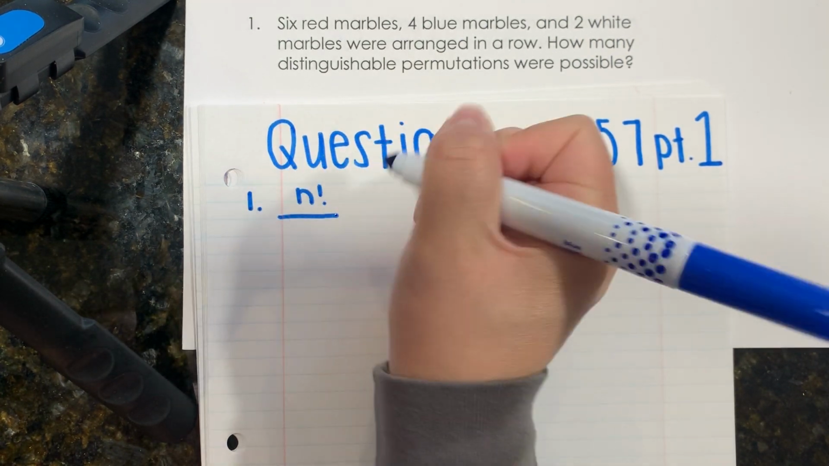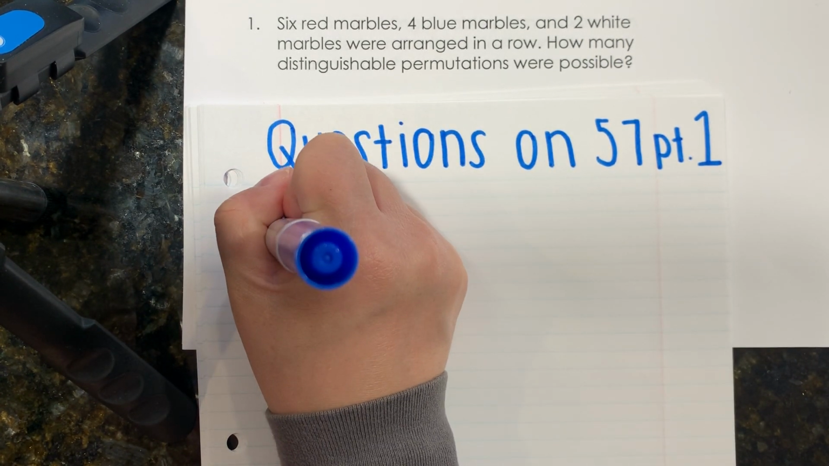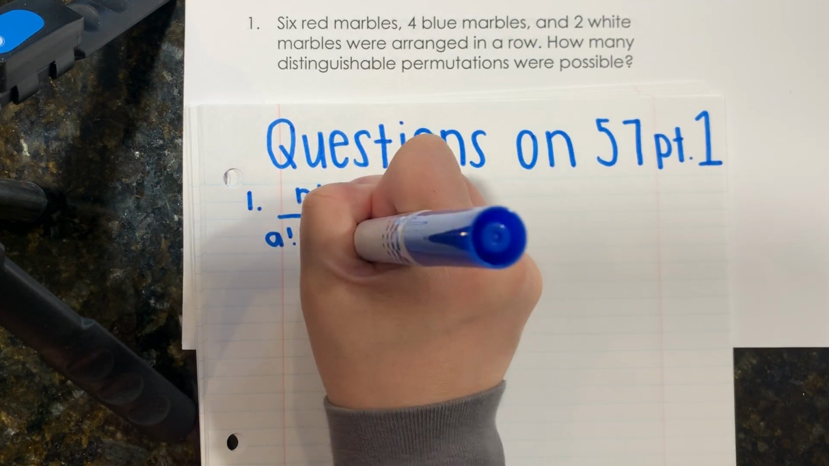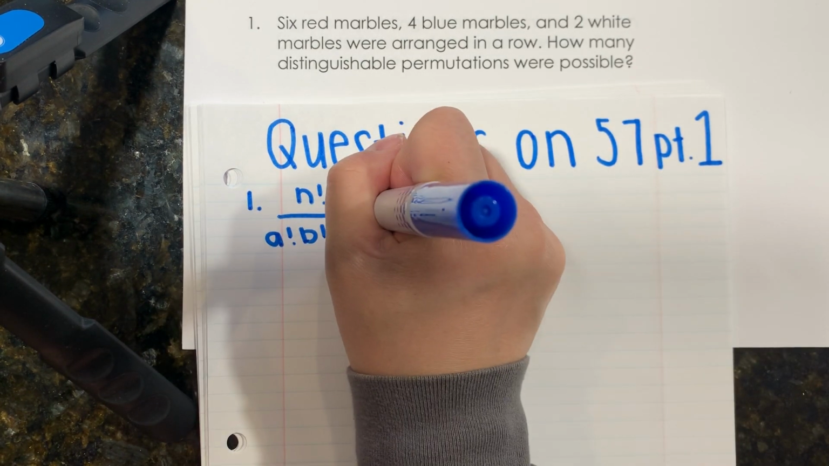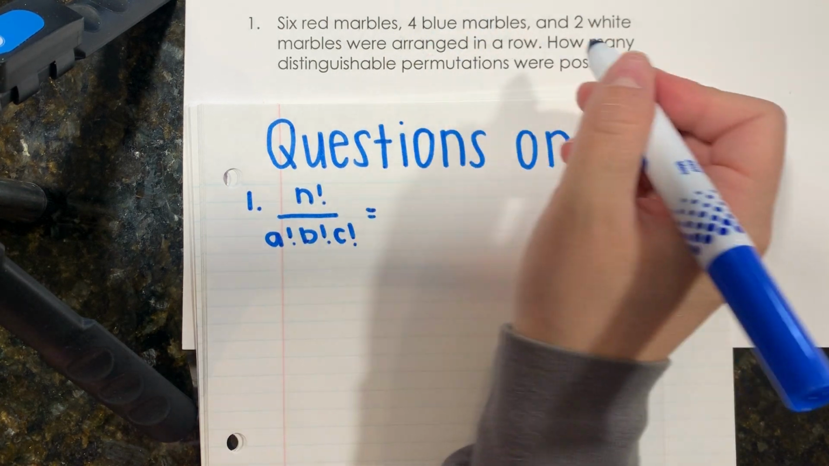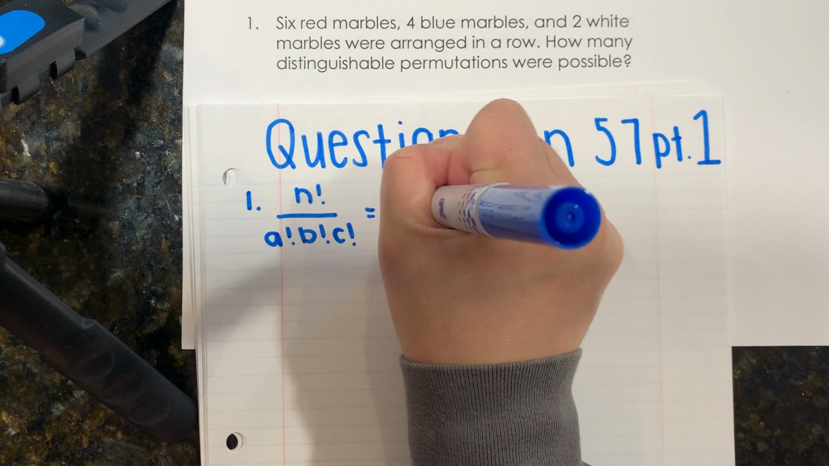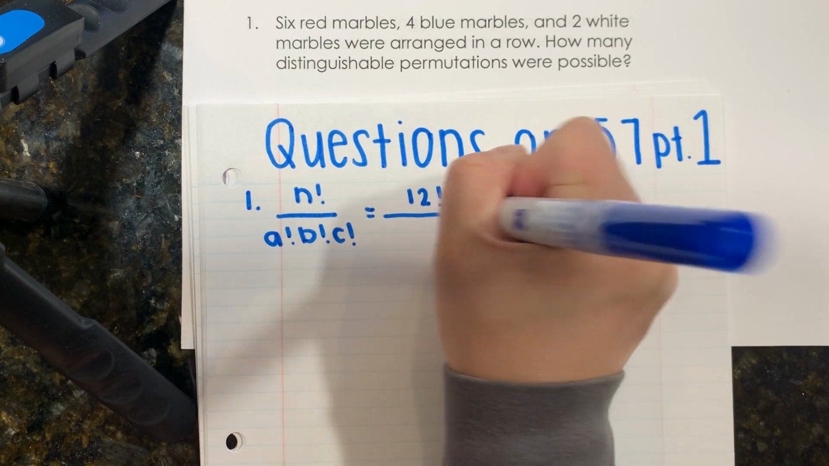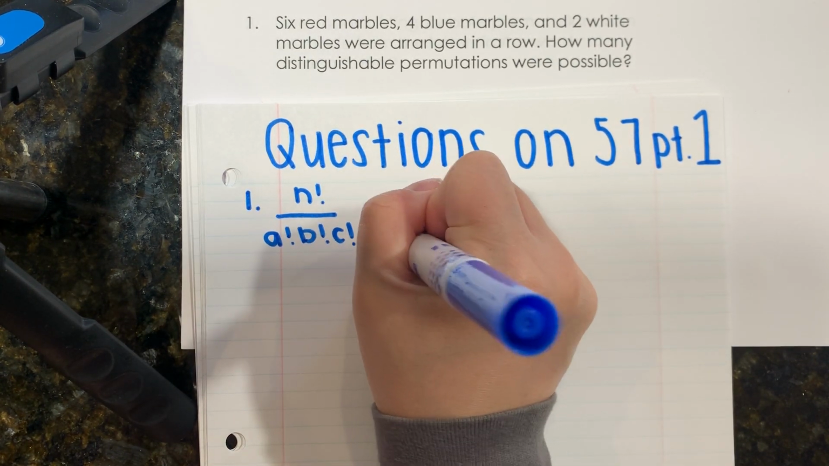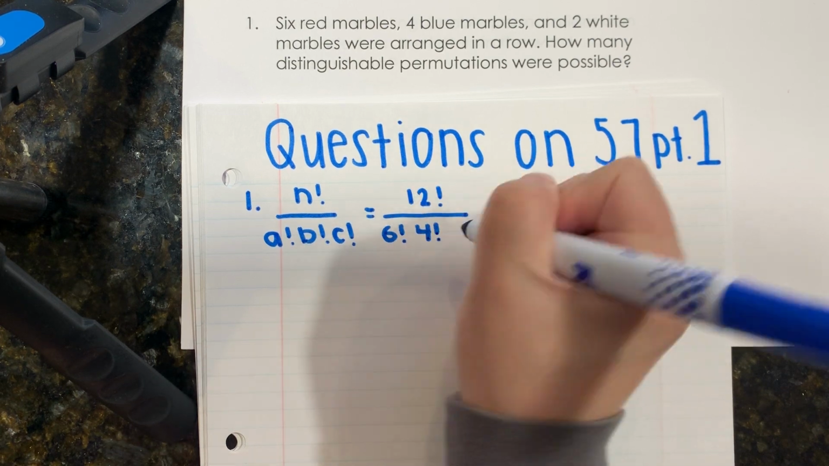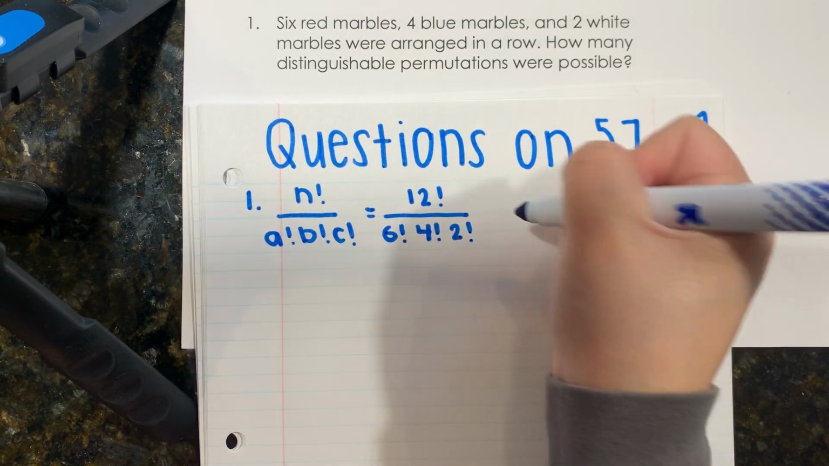Our equation is going to be n factorial over the number that are alike factorial. So a factorial, b factorial, c factorial. N is your total number of marbles. So again, 6 plus 4 plus 2 is 12, so 12 factorial over the number that are alike. I have 6 red, so 6 factorial, blue factorial, and then white factorial.